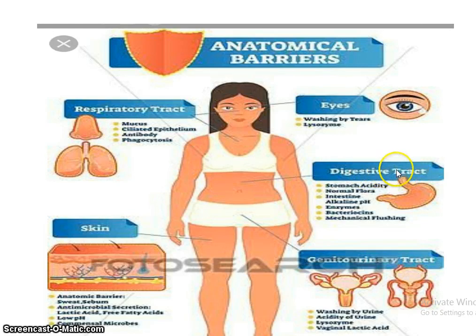The digestive tract is also lined by a mucous membrane which prevents the entry of pathogens inside the digestive system. And next is the urinogenital tract. The urinogenital tract is also lined by a mucous membrane which prevents the entry of microorganisms inside the body. Thus, these are the anatomical barriers which prevent the entry of pathogens inside the body.